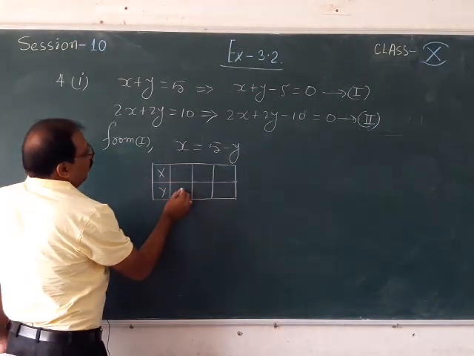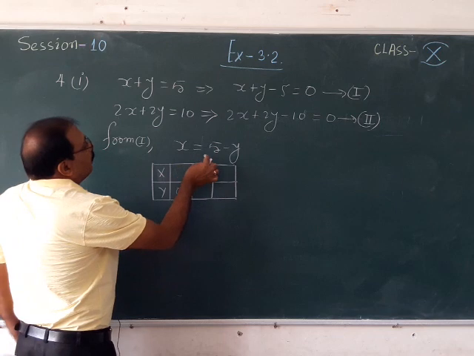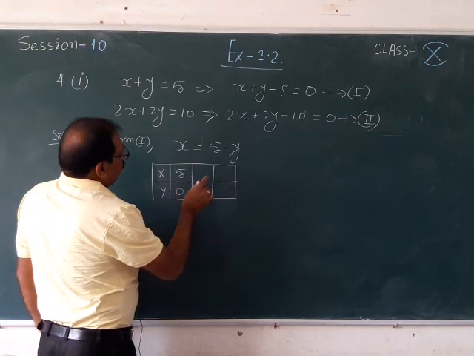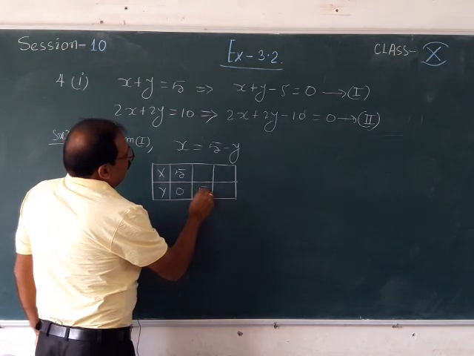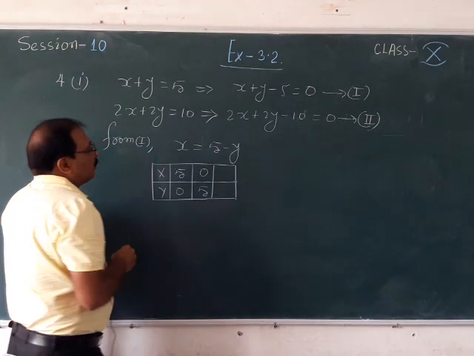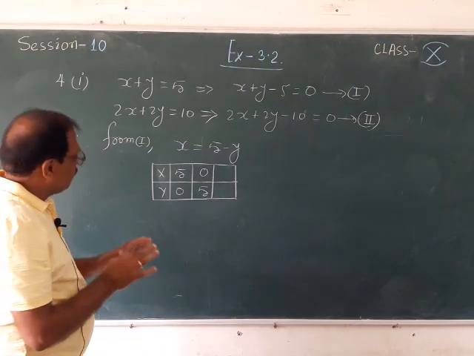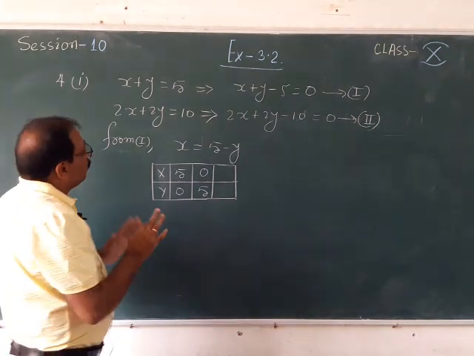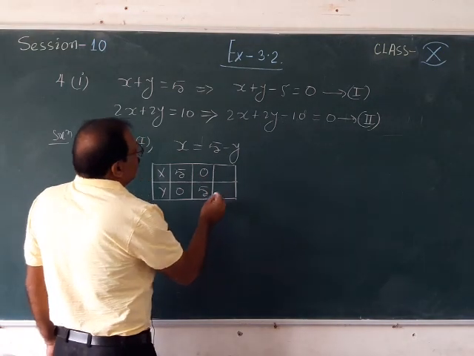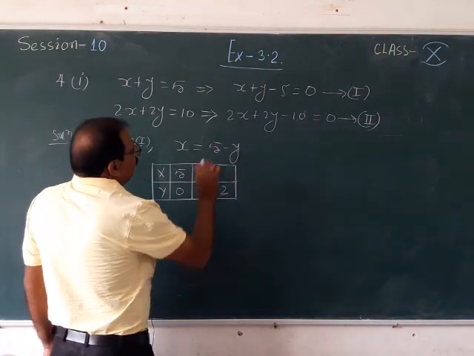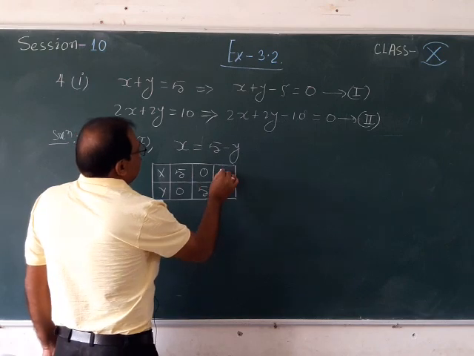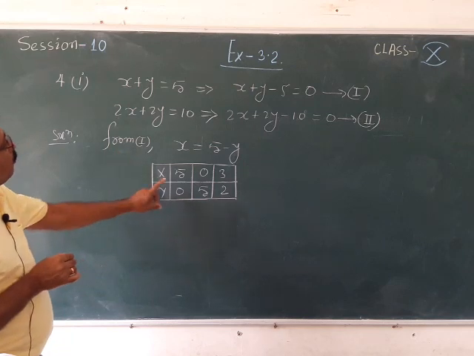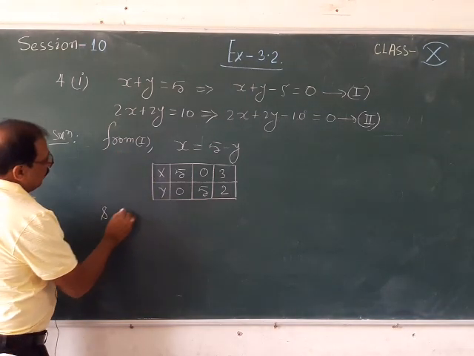First I am taking y as 0, then x will come 5. Next I am taking y as 5, then x will be 0. This is the most prominent and easiest value when x and y are 0. Then one more value you can take as per your convenience. Here y is taken 2, then x is coming 3. So this is the solution set for the first.